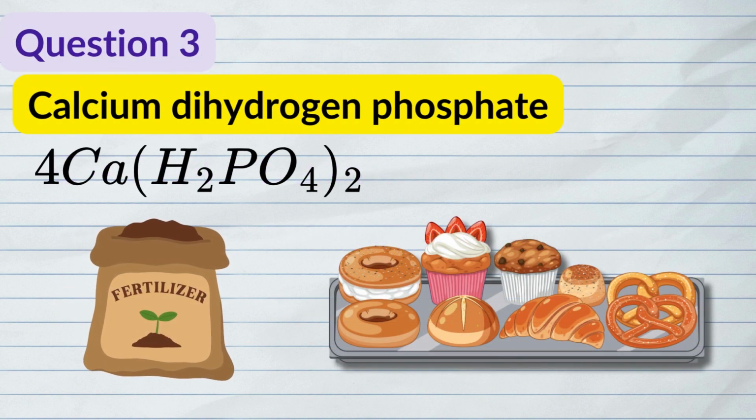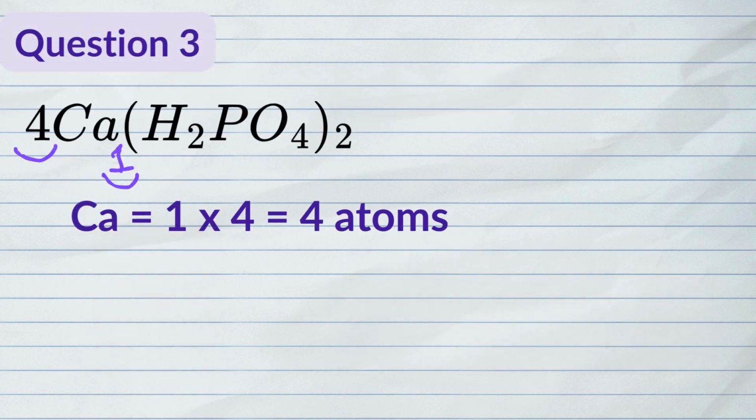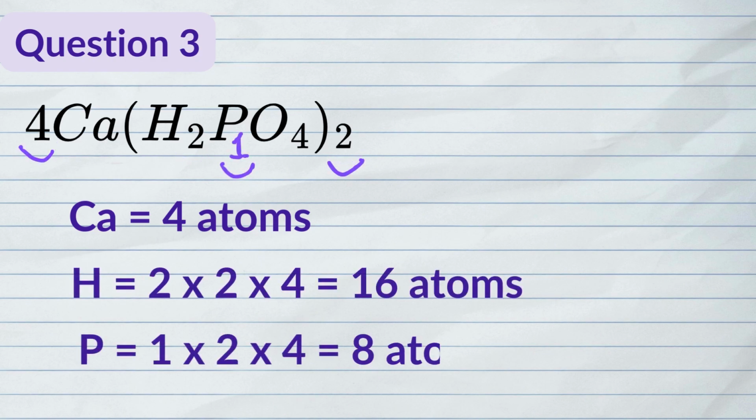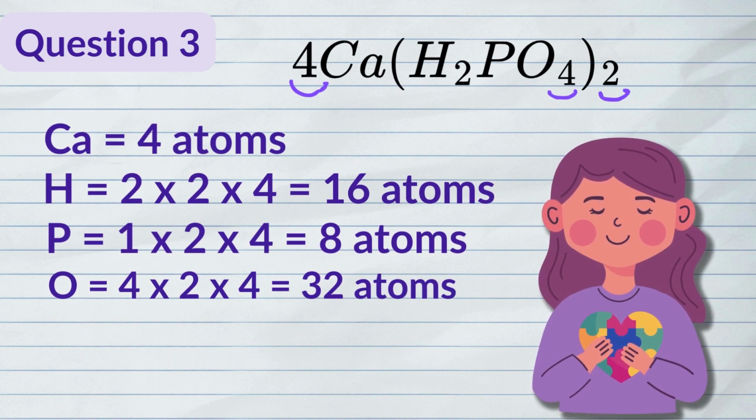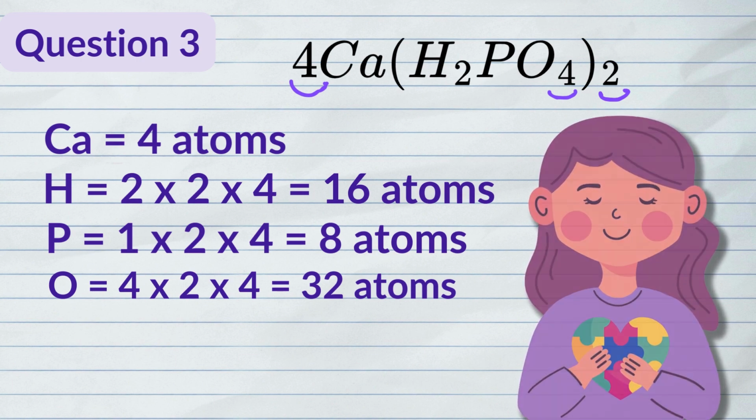Question 3. Calcium dihydrogen phosphate, 4Ca(H2PO4)2. There are 4 molecules of calcium dihydrogen phosphate here. So calcium equals subscript 1 times coefficient 4 equals 4 atoms. Hydrogen equals subscript 2 times subscript 2 outside parenthesis times coefficient 4 equals 16 atoms. Phosphorus equals subscript 1 times subscript 2 outside parenthesis times coefficient 4 equals 8 atoms. And oxygen equals subscript 4 times subscript 2 outside parenthesis times coefficient 4 equals 32 atoms.